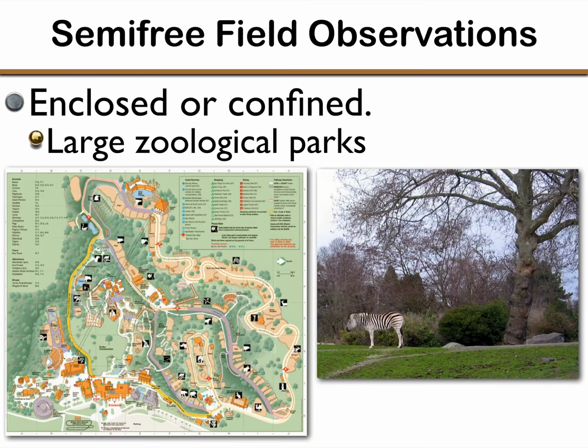Another example of semi-free would be one of the very large zoological parks, not like a small cage zoo, but something more like this, where there's huge open spaces where the animals can roam around. Obviously, they can't get out, but nonetheless, there is some degree of confinement.